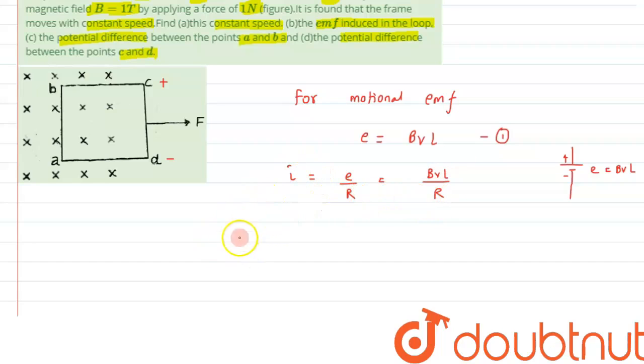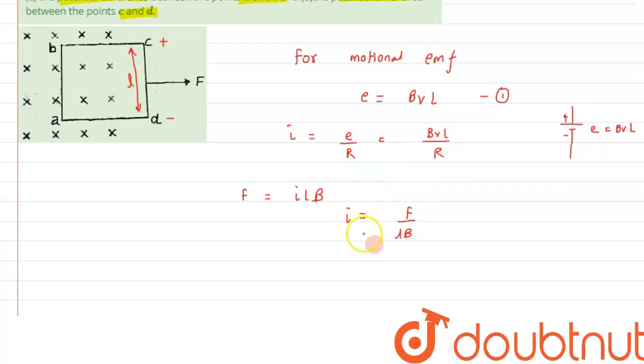So for I, we know when a conductor carrying current is placed in a magnetic field, it experiences a force which is given by F equals ILB. And here the angle between the length and the magnetic field is 90 degrees, so we can write this as ILB, and from here we can say I will be nothing but F by LB.